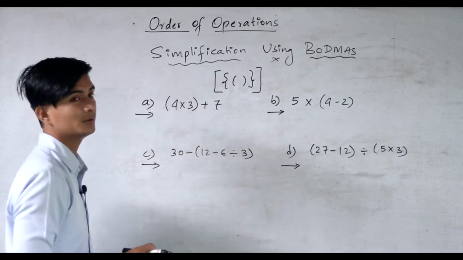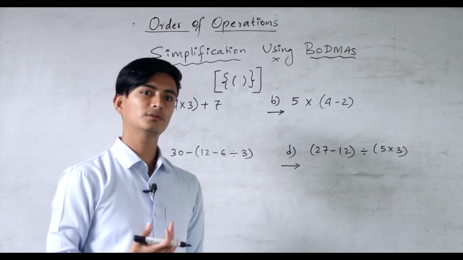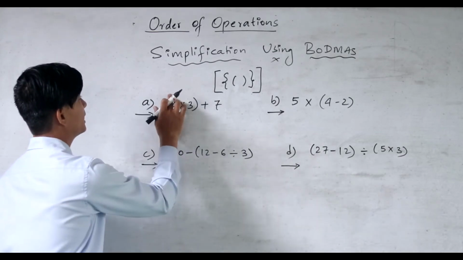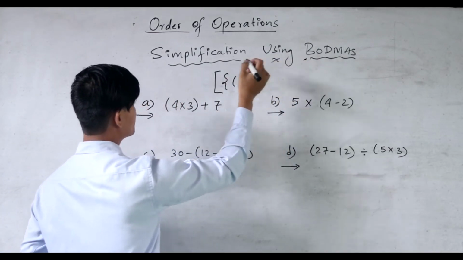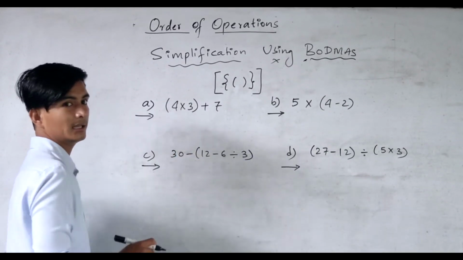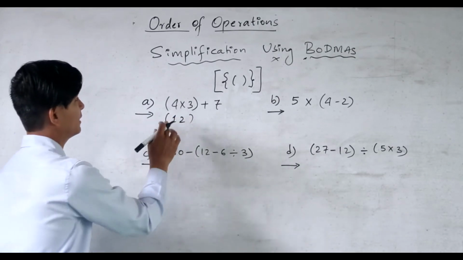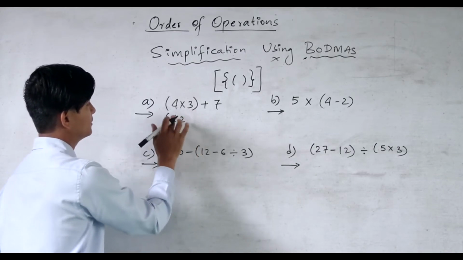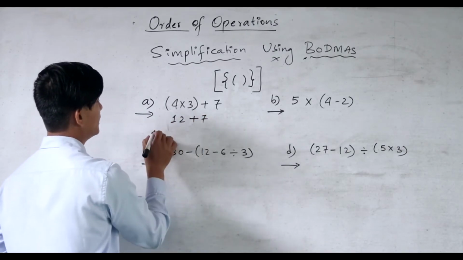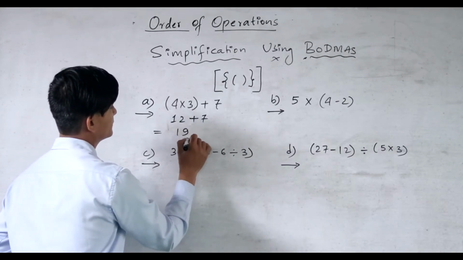Inside the bracket, whatever you have got, you have to solve that one first, whether it is plus, minus, addition, division, whatever it might be, because we have to deal with the bracket first. Here inside the small bracket we have 4 multiplied by 3, so just multiply it. 4 3s are 12, and don't keep this bracket now, because we have already multiplied it. Plus 7, so 12 plus 7 will get 19.